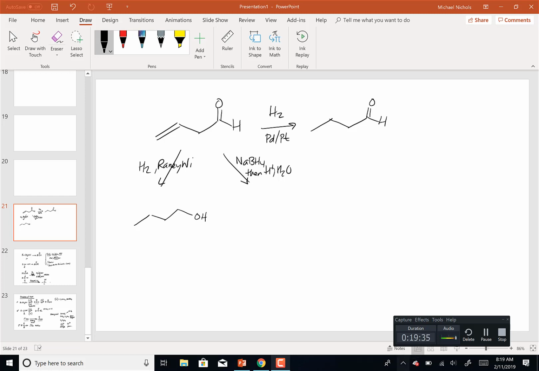Now, the trickier one here is the H minus. Sodium borohydride is hydride. Will hydride react with a carbon-carbon double bond? No, why not? You know? Or they both have a lot. I don't know. No, you were right. You're right in both cases.